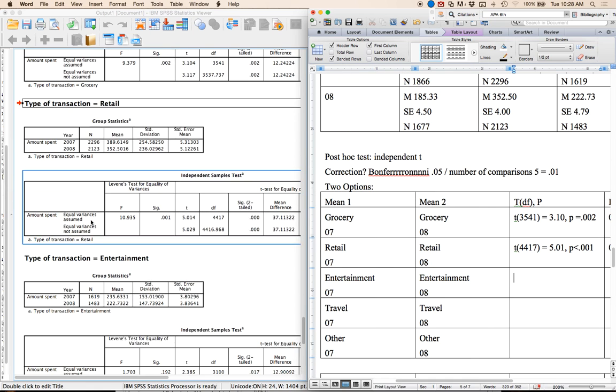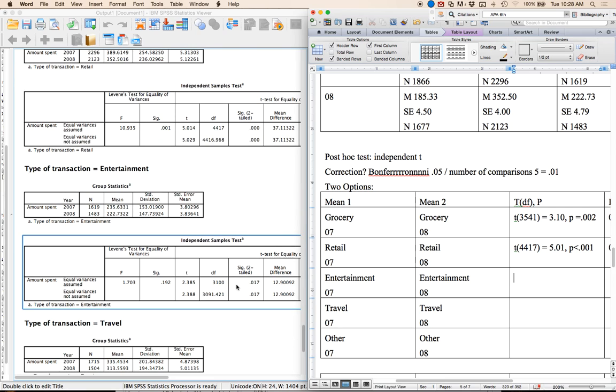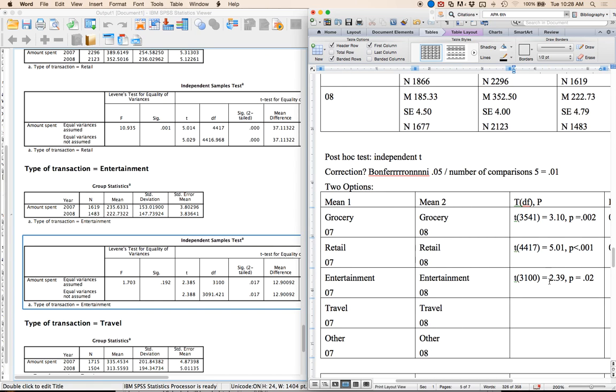For entertainment here, I'm going to look at these numbers. So I got t(3100) is 2.39, and p equals 0.02. So that actually would not be significant if I corrected it. And so what does that tell me? Looking at the means, I just barely spent more money in 07 than 08.